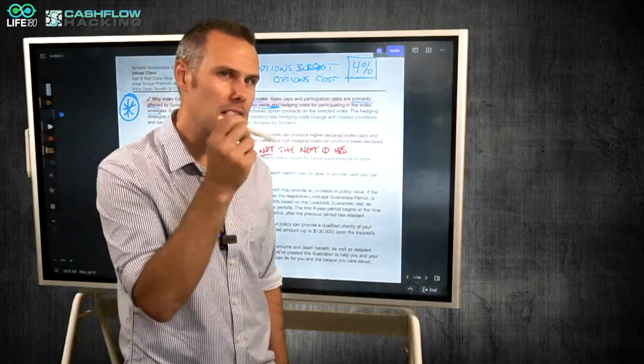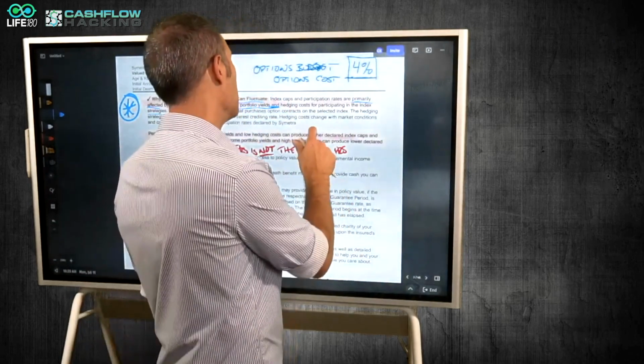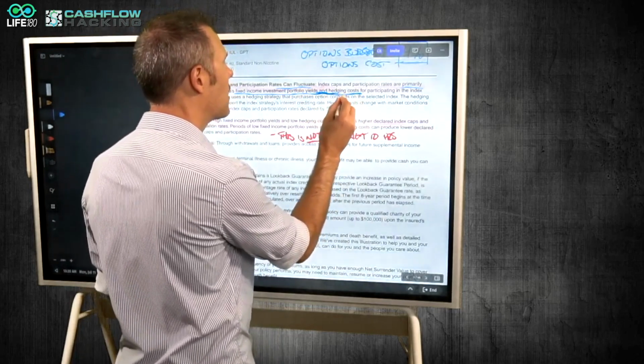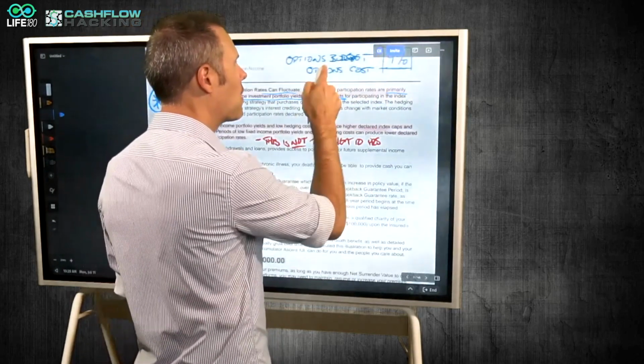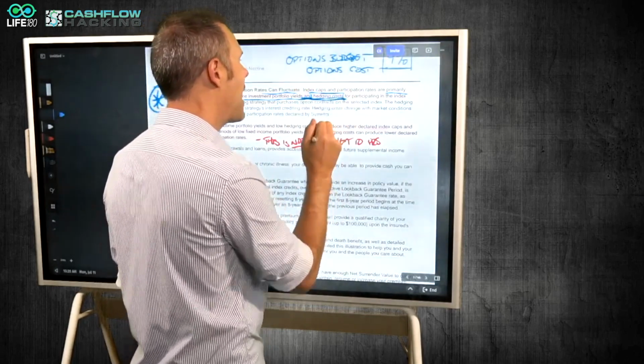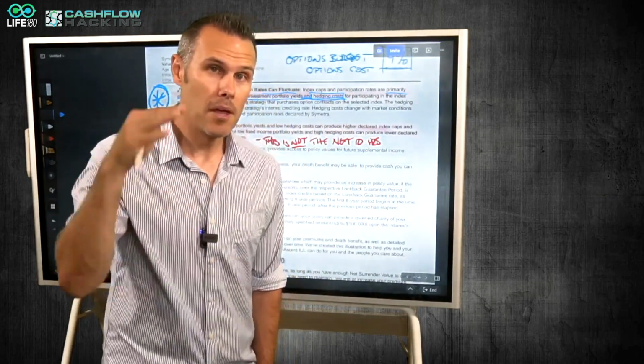They're going to create, let's say, $400 of an options budget. That's the hedging cost, basically the cost of options. So they're going to take that $400 and go out and buy options. So that's the hedging cost. As option costs go up, performance goes down.